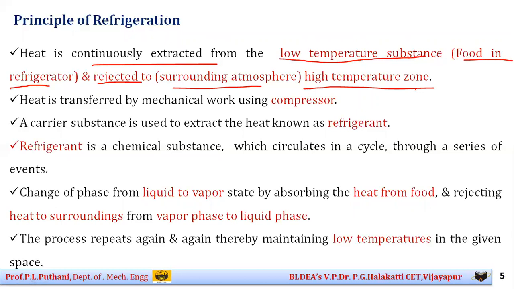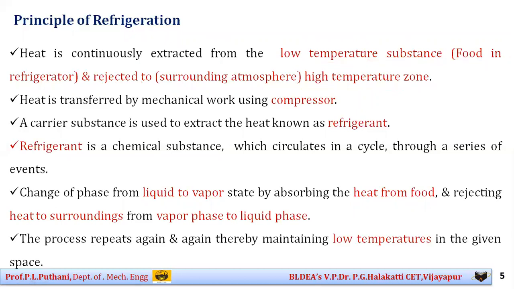But now if you observe this point, what it says is that the heat has to flow from where? From the low temperature zone to the high temperature zone. It cannot be done naturally. So what do we take? We take the help of a working device that we call a compressor.